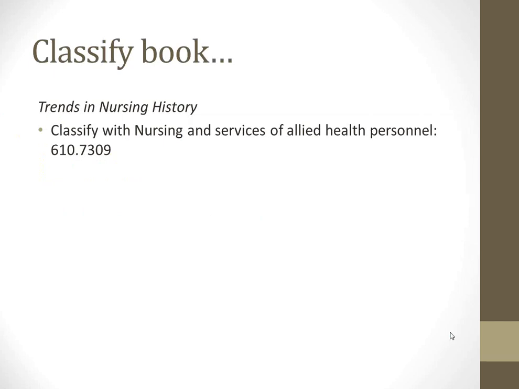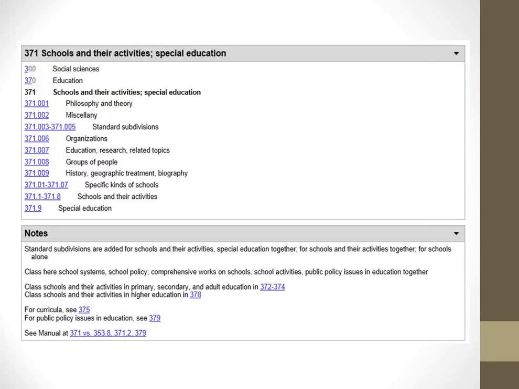Let's do another example. We have a book called Little School on the Prairie, A History of One-Room Rural Schools in the Great Plains Region. So we do have a specific geographic area this time. There is no heading just for one-room schools, so we'll class this book with schools and their activities at 371. Notice that there is a pattern given for the standard subdivisions that's a variation. There are two zeros before the number. So historical and geographic treatment is at 371.009 instead of just 09.